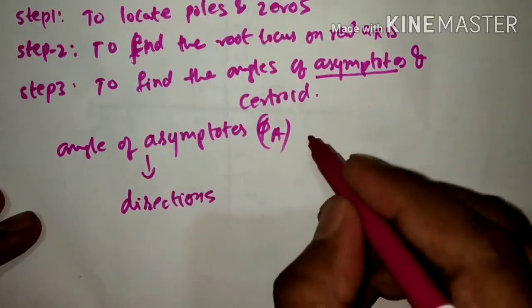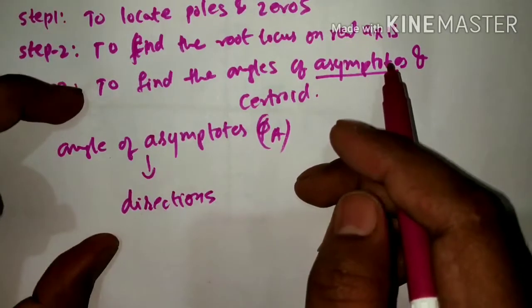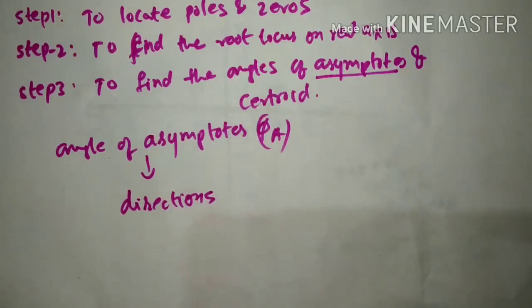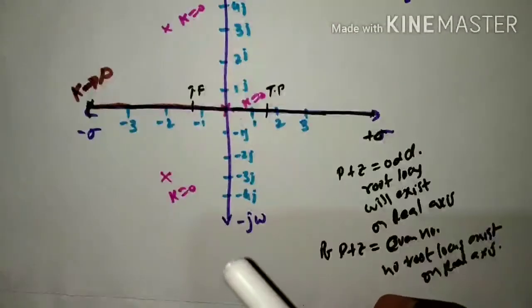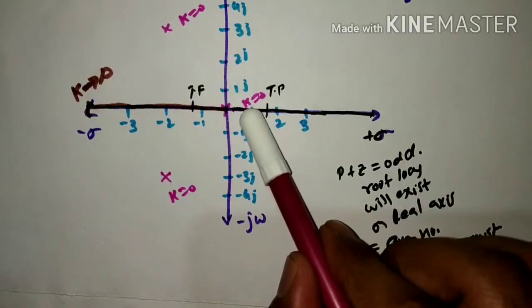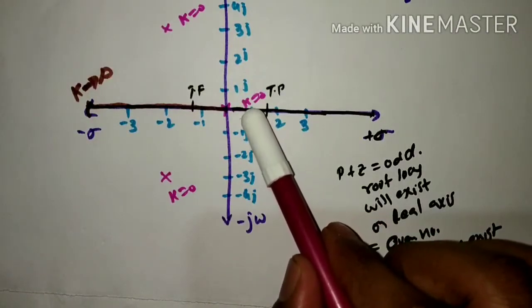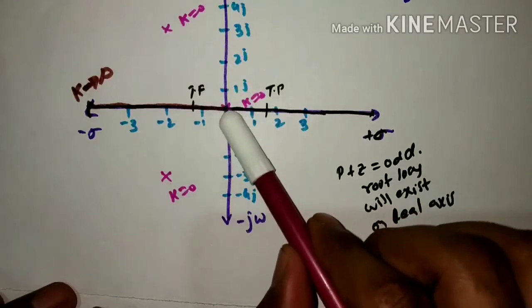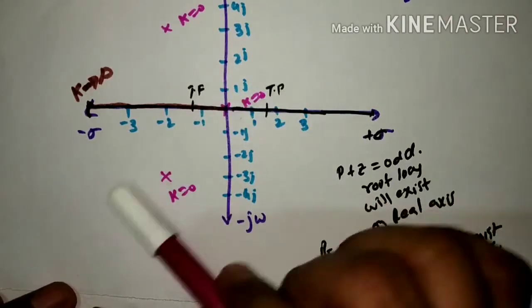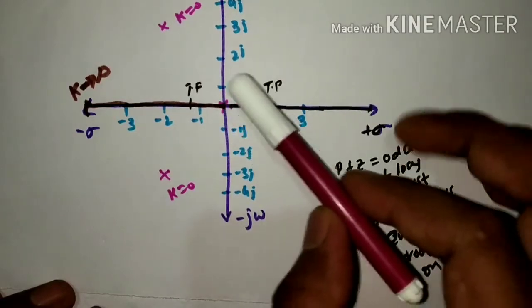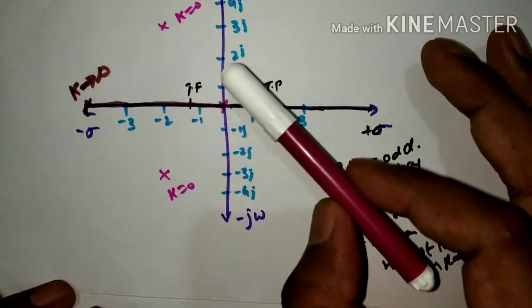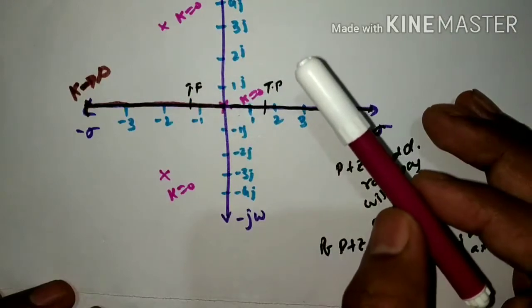The direction. So you have to find the angle of asymptotes and centroid. Why are you going to find it in the third step? You have to find asymptotes and centroid. If you just see that if k is equal to 0, the poles are here. Okay, if you increase the k value, how do these poles move on the S plane?